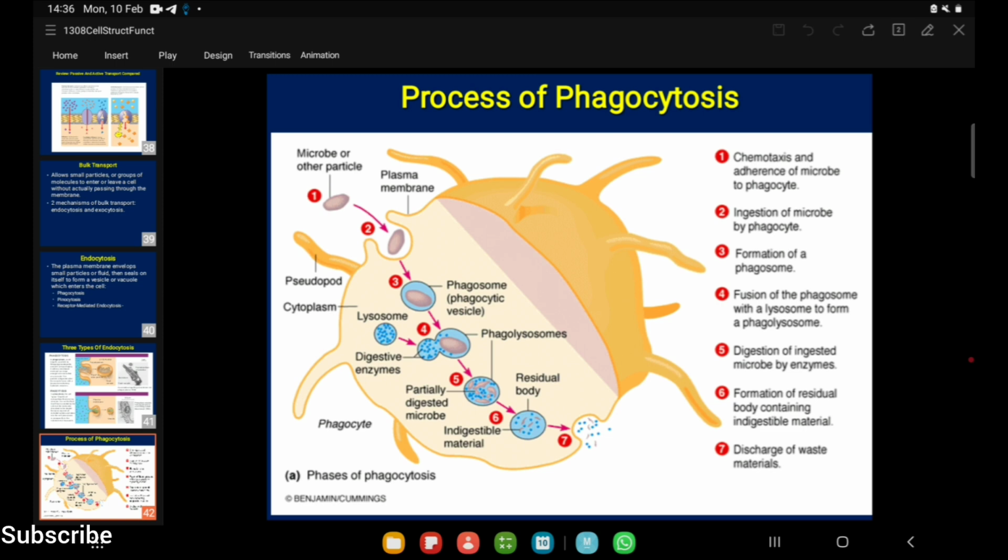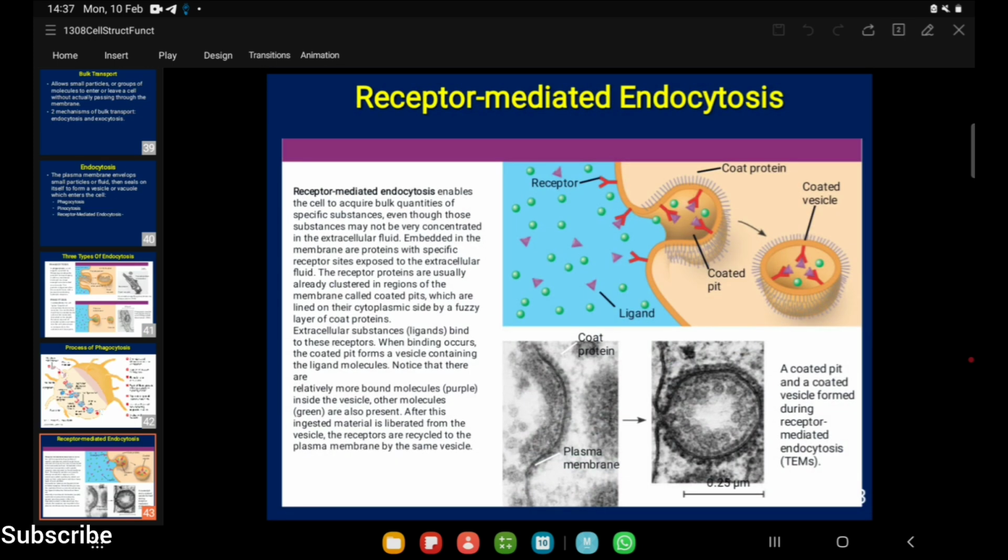And what is the process of phagocytosis? First step, chemotaxis or adherence of the microbe to the phagocyte. Second, ingestion of the microbe by the phagocyte. Third, formation of the phagosome. Fourth, fusion of the phagosome with the lysosome to form a phagolysosome. Fifth, digestion of the ingested microbe by enzymes. Sixth, formation of residual body containing indigestible material. Seventh, the discharge of the waste material.